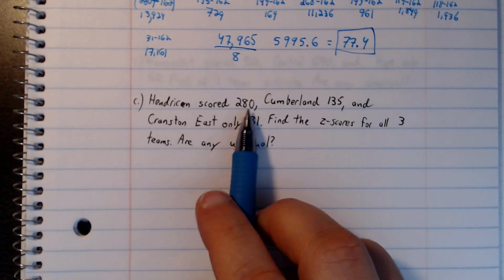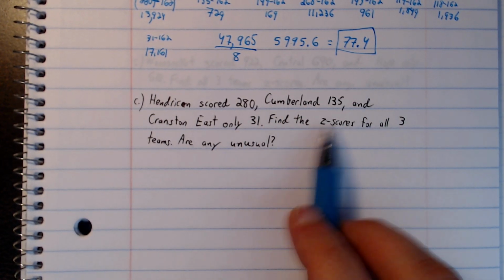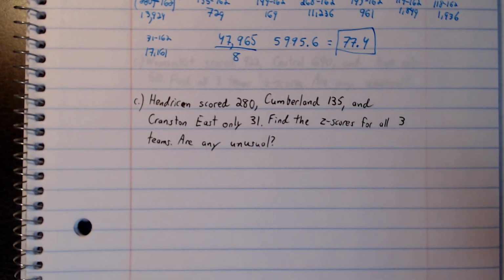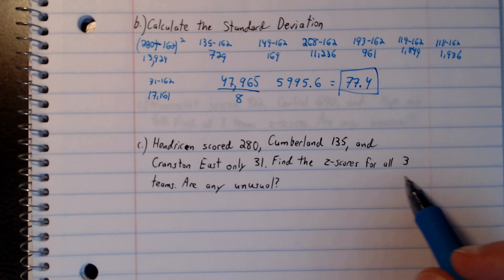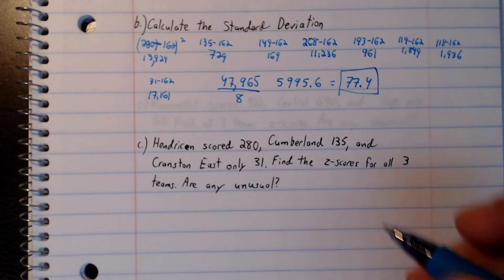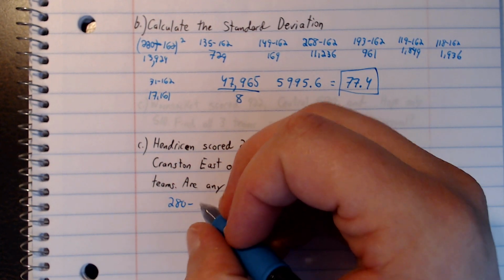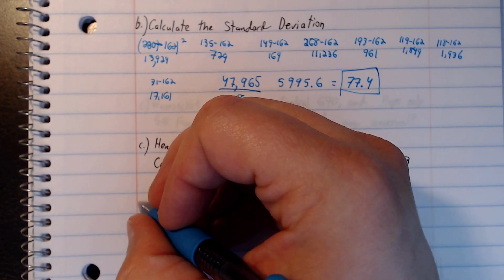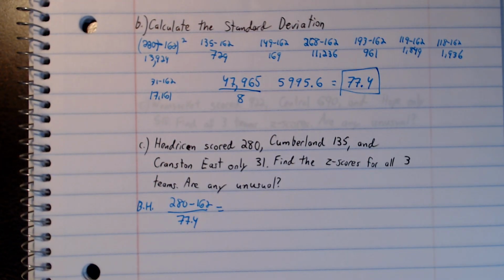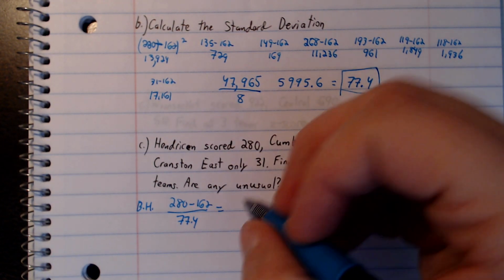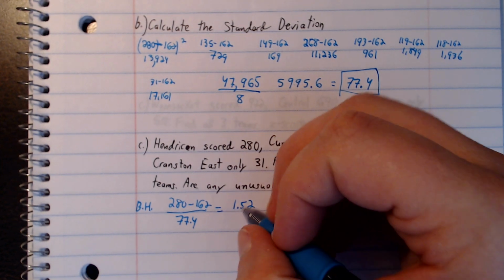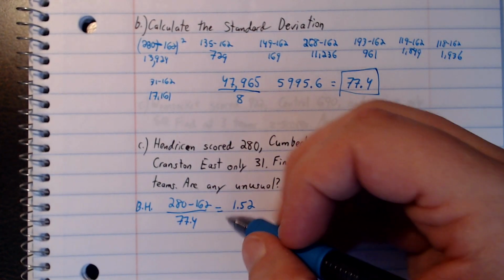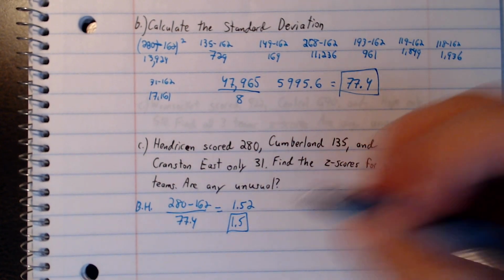So, Hendricken scored 280, the most, Cumberland 135, somewhere in the middle, and Cranston East only 31. So, let's see if any of these teams had unusual scores for the season. If we take 280 and subtract 162 and then divide by 77.4, this is Bishop Hendricken's z-score here. 280 minus 162 divided by 77.4 is 1.52. Again, it didn't say where to round to, so we'll say 1.5 for Bishop Hendricken's z-score.